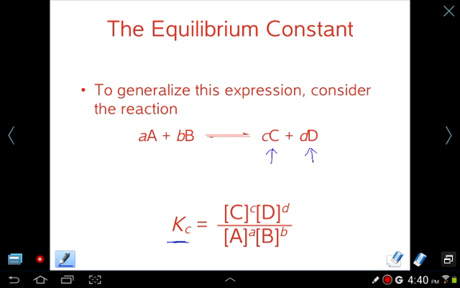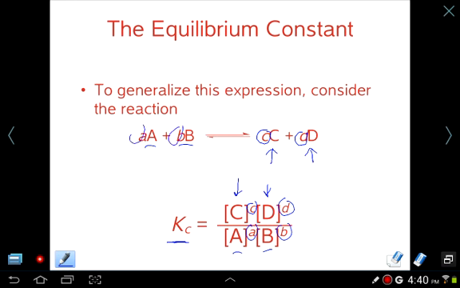The products will go in the numerator, here they are, C and D, raised to the power of the coefficient. Notice here the C and the C and the D and the D. And then the reactants, likewise, will go on the bottom in the denominator, raised to their coefficients. The power then will be the coefficient.